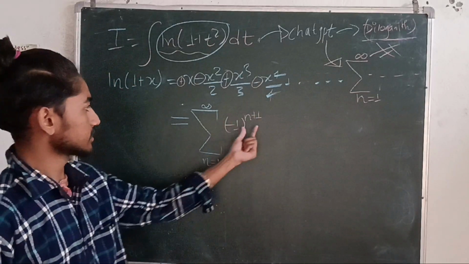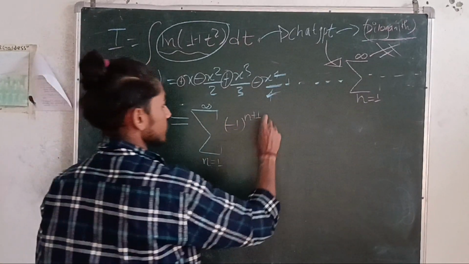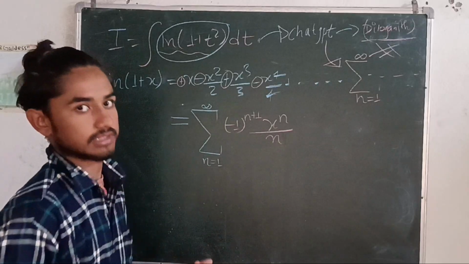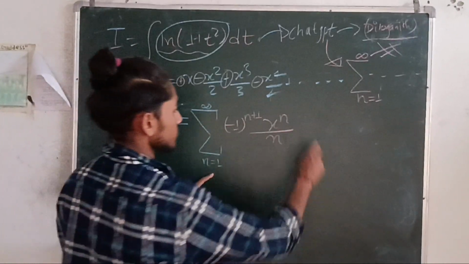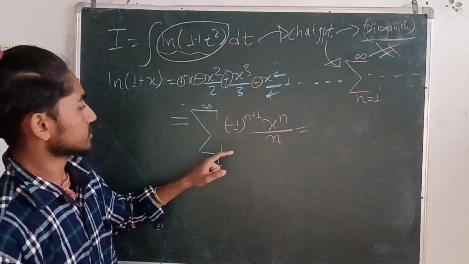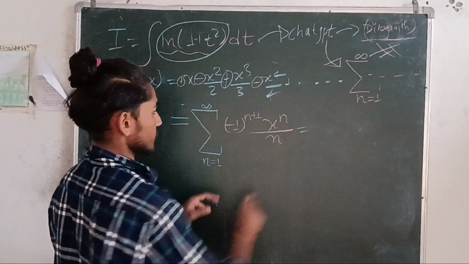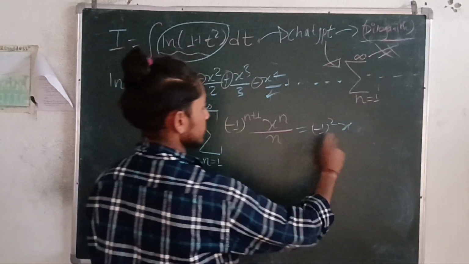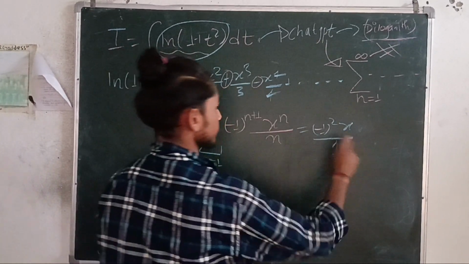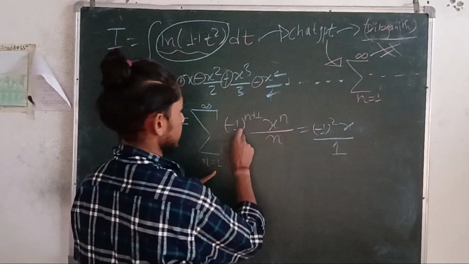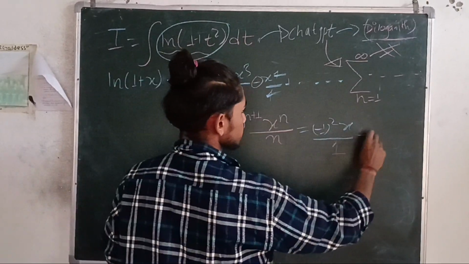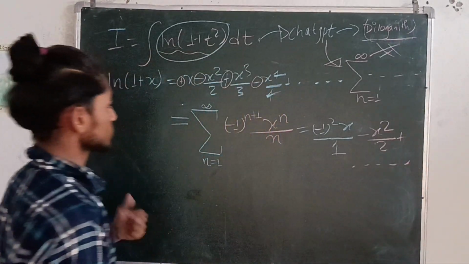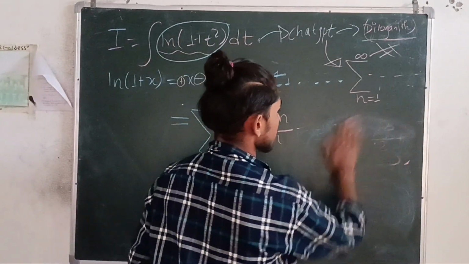Why I used it, you will understand in a moment. After that, it is x raised to n over n. There is no factorial here. If you substitute n equals 1, you get negative 1 raised to the 2, and simply x over 1. If n is 2, you get negative 1 raised to the power 3, so it becomes minus x squared over 2, plus so on and on. So in general, our equation looks like this.